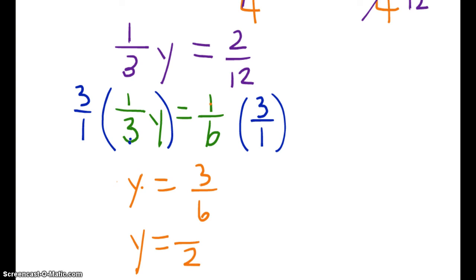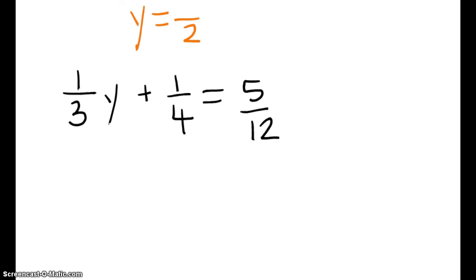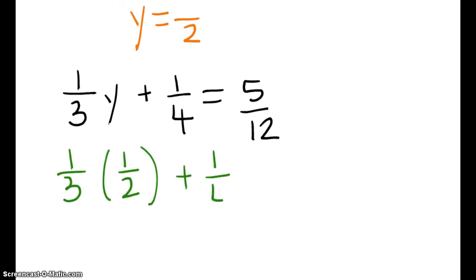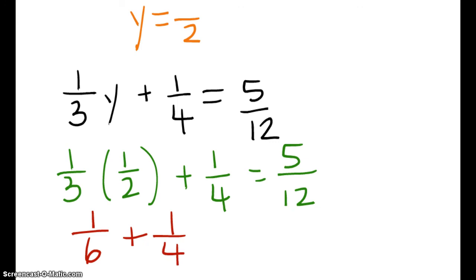I know that was maybe a little bit much, a little confusing, but I want you to watch it again if you're still confused. So we think y has a value of 1/2. Now let's check it. So instead of 1/3 times y, we're going to say 1/3 times 1/2 plus 1/4 equals 5/12. So 1/3 times 1/2. Remember, when you're multiplying with fractions, you multiply numerator by numerator and denominator by denominator. So we have 1/6 plus 1/4 is equal to 5/12.